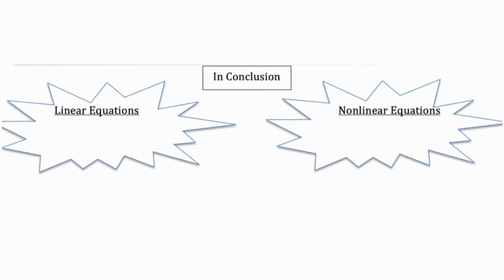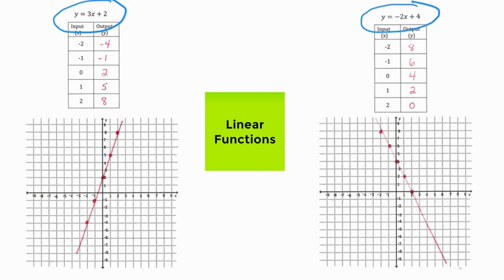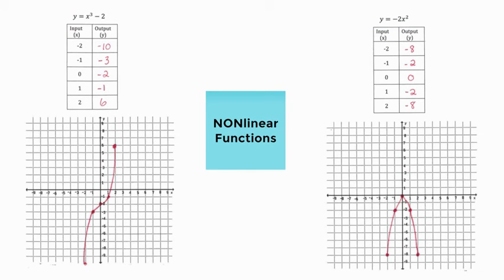And so in conclusion, I want us to have an understanding of what types of equations are linear equations and what types of equations are nonlinear equations. Let's look back at our 4 examples. So we can see that y equals 3x plus 2 was linear, y equals -2x plus 4 was linear. The other two were nonlinear functions, x cubed minus 2 and -2x squared were nonlinear. Do you happen to notice anything that they have in common or not in common?